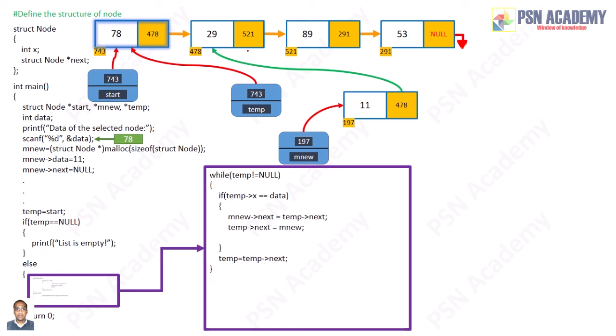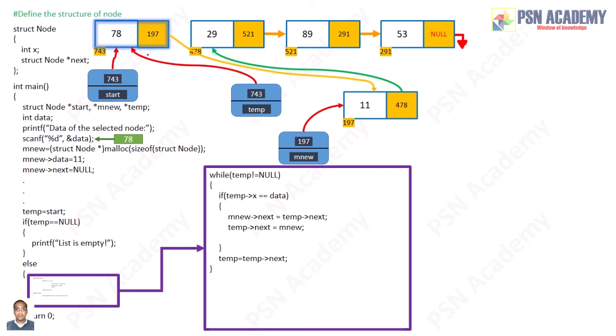Next you write temp next equal to mnew. That means now temp next is 478. That means this next pointer of temp also pointing to the node at 478. Now it should point to the node at 197, so that after this first node, this new node will be the second node and this node will be the third node. So this has been replaced with 197, and as soon as you write 197, this link breaks and this link has been established.